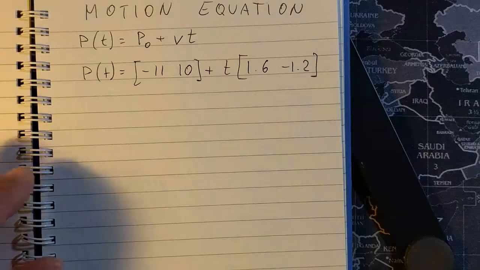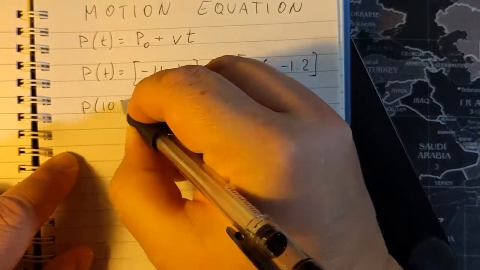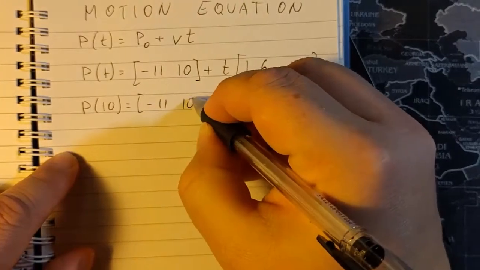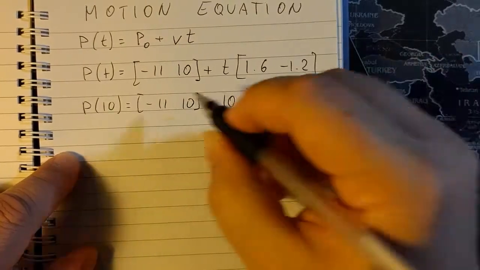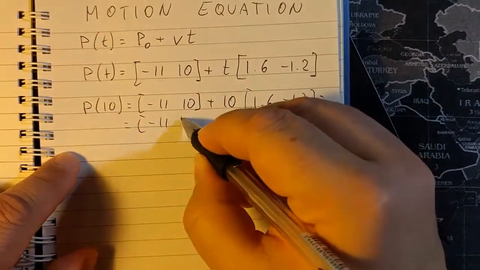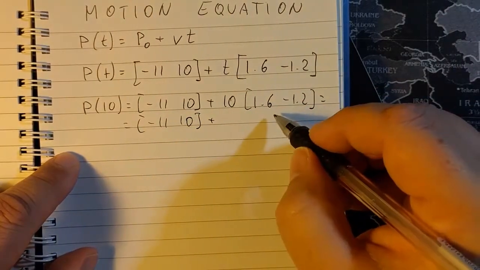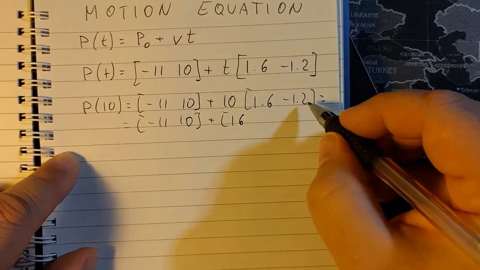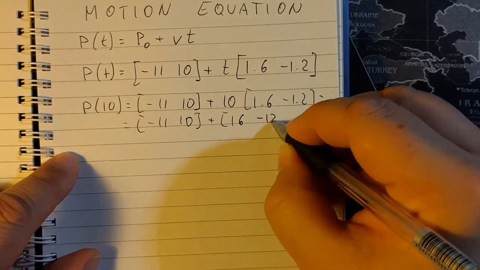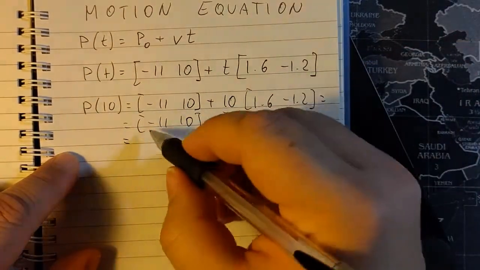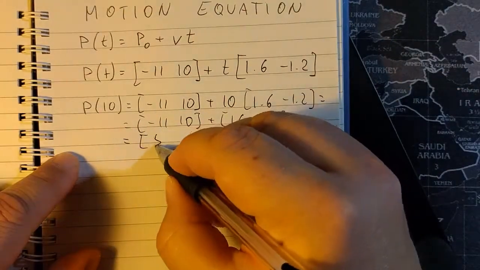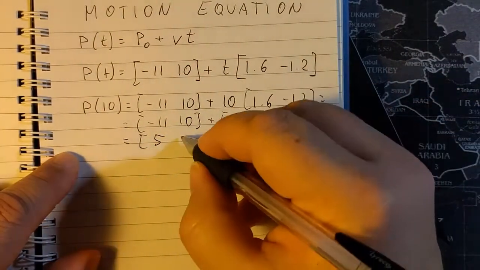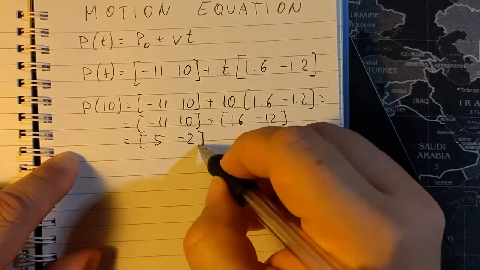And further on, the question asks me for the position after 10 seconds of flight. So it is the position after 10 seconds. This will be (-11, 10) plus 10 times (1.6, -1.2). So we rewrite this: -11 plus 10 times 1.6, it's 16, and 10 plus 10 times -1.2, it's -12. Therefore my position will be -11 plus 16, it is 5, 10 minus 12, it's -2. (5, -2) is the correct answer.